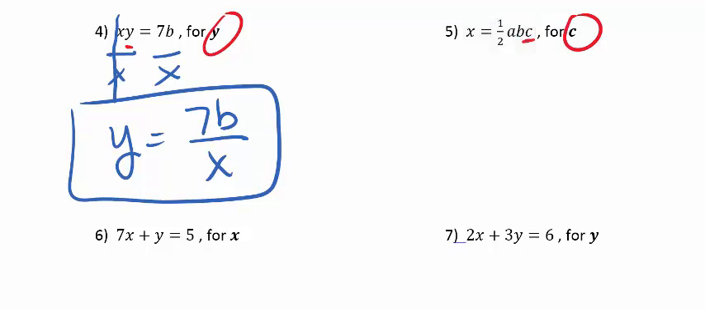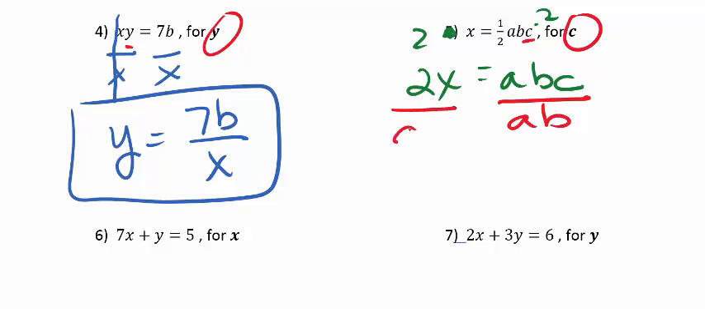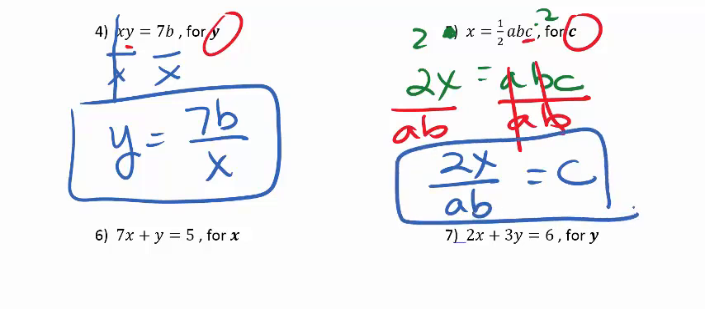Well, first, let's deal with the number 1/2. If I multiply both sides of the equation by 2, then 1/2 of 2 is going to be 1, and I'll end up with a, b, c on this right-hand side, and then a 2x on the left-hand side. Now I can go ahead and solve for c by dividing both sides by ab. This a and a divide out, this b and b divide out, so now I have c alone. 2x over ab, so c equals 2x over ab.